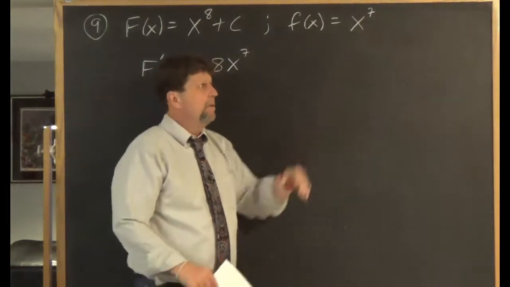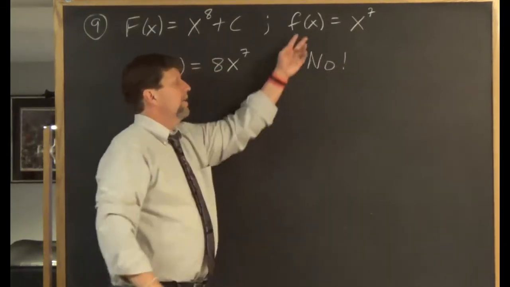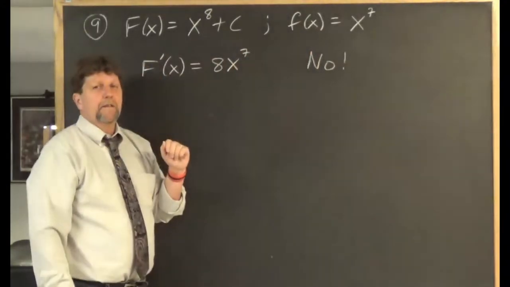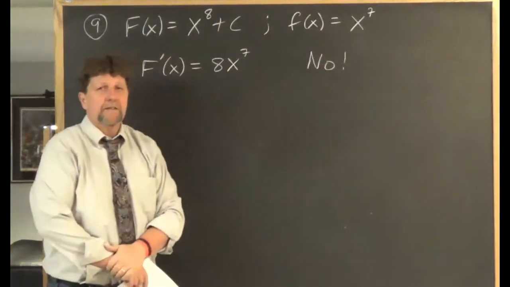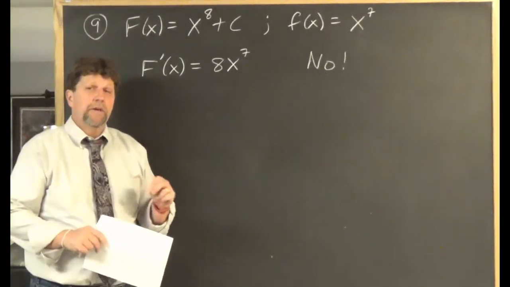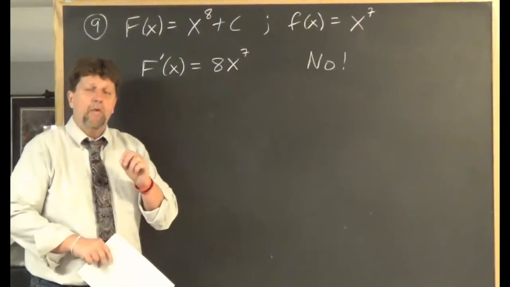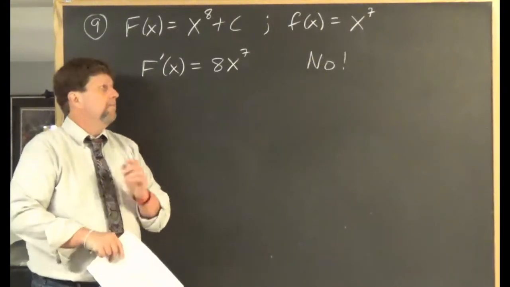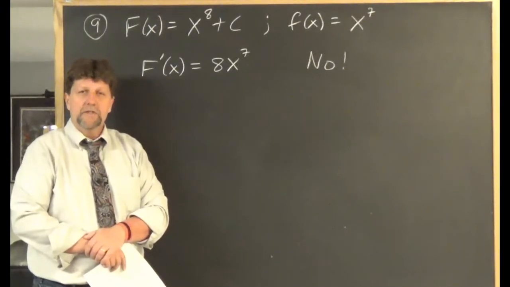Because it's not the same, our answer here is no. Big F of x is not the general antiderivative of little f of x, because when we differentiated big F of x, we did not get little f of x. This is an important skill that we are learning right now, because going forward, it's going to be how we can always check our answers, how we will always be able to know if we have a correct antiderivative. But with that said, let's head back to the slides and see what's next here in section 6.1.